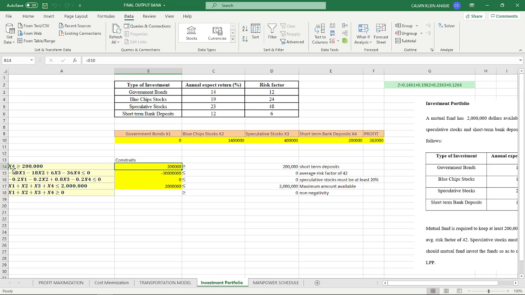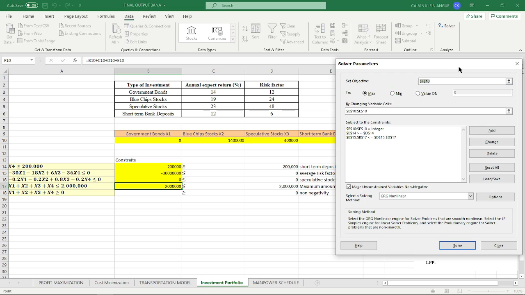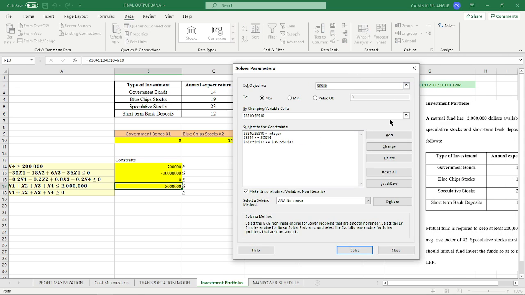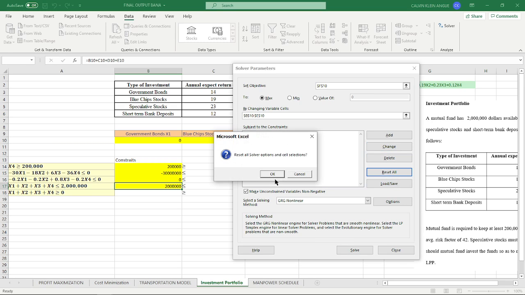So the constraint is x4. You just know the E10. That's our x4. Then it should be greater than or equal to $200,000. Then our constraints are the same. Just substitute it to the right cell, and the same as this and this for our constraints. Then when you solve this, go to the data again, then solve. You just need to clear this. Reset. I'm just going to reset.